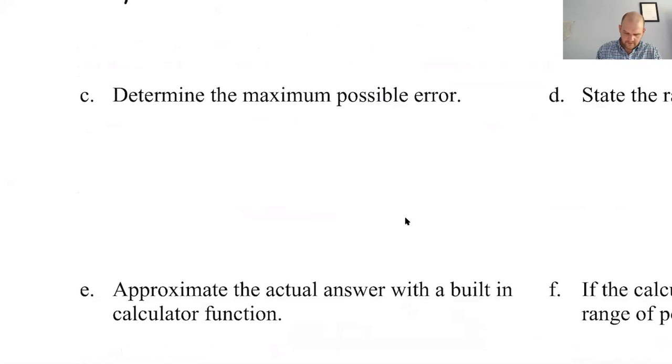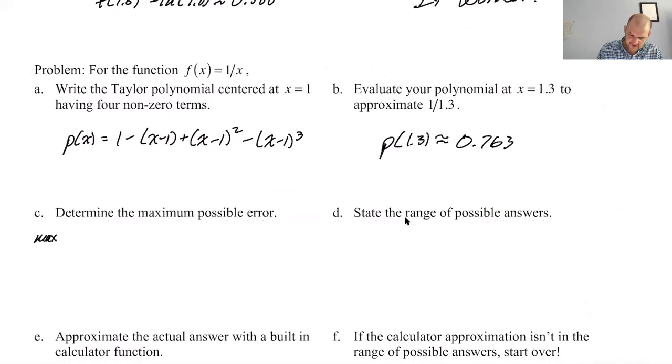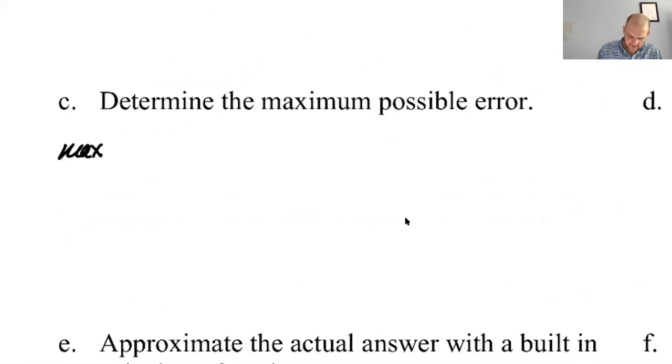All right, here we are. So we need the maximum on the interval from the center to what we plugged in. The center is 1, and we plugged in 1.3. So from 1 to 1.3 of the absolute value of the 3rd degree polynomial needs up to the 3rd derivative. So for the error, we're going to need the 4th derivative.